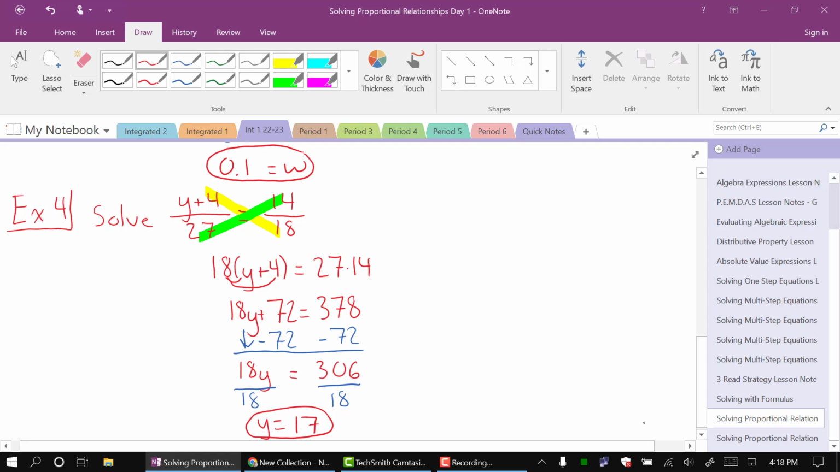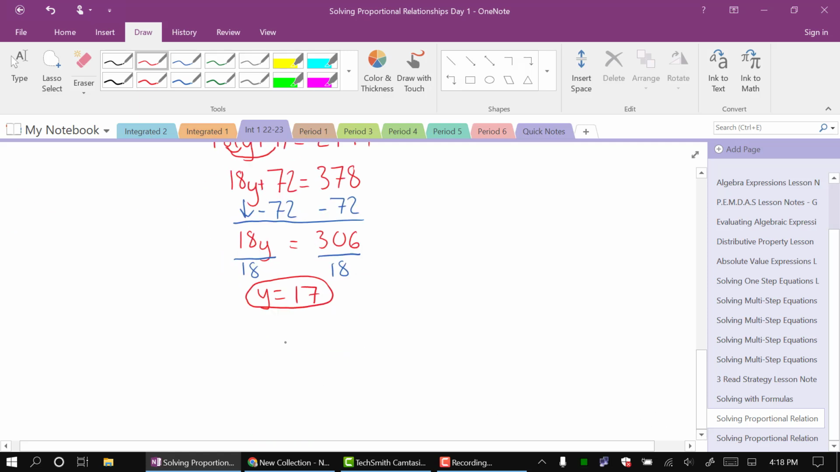So let's take a look at our last example that we're going to do. So example 5. It's just like example 4. So we're going to solve 18 over 26 equals 3 over g plus 4.